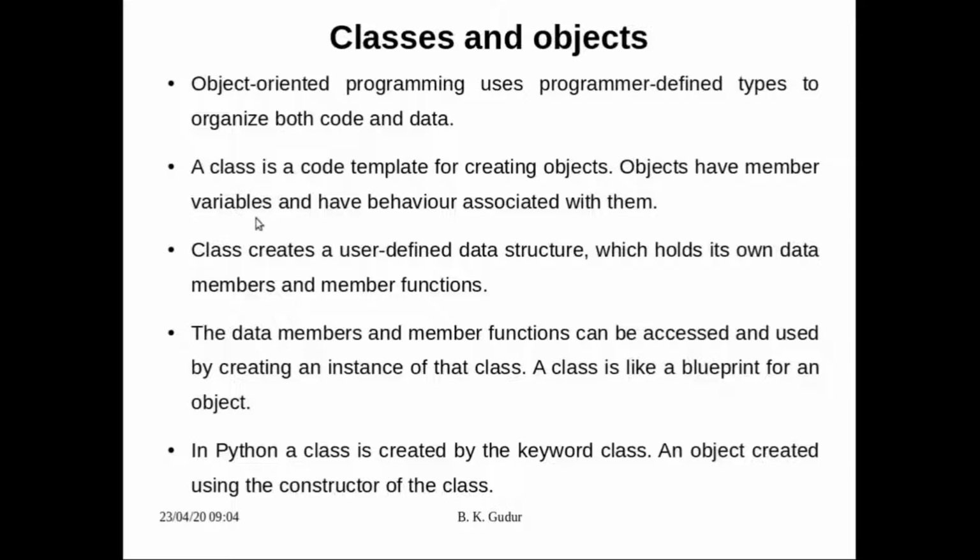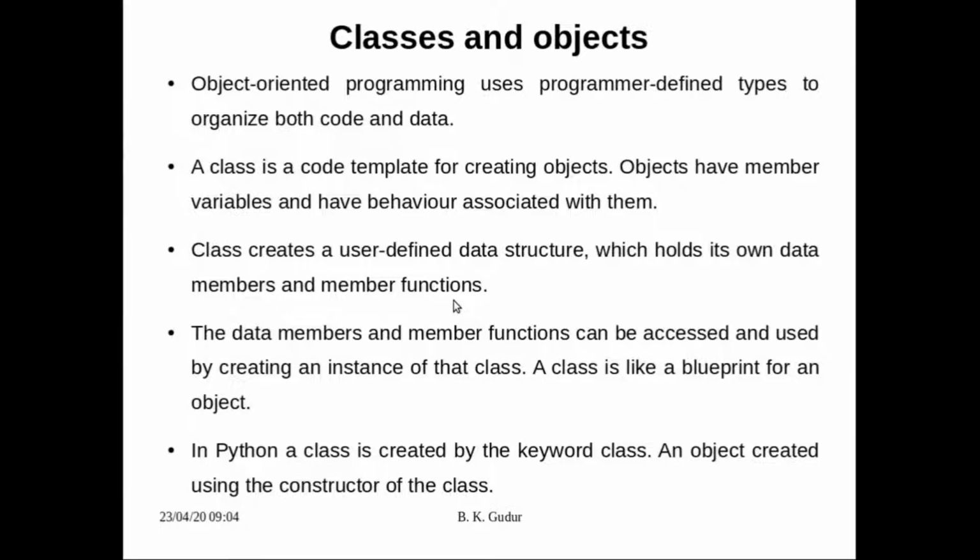A class is a code template for creating objects. Objects have member variables and have behavior associated with them. Any object contains data and functions, and those functions we call behavior. A class can be created using the keyword class. A class creates a user-defined data structure which holds its own data members and member functions.